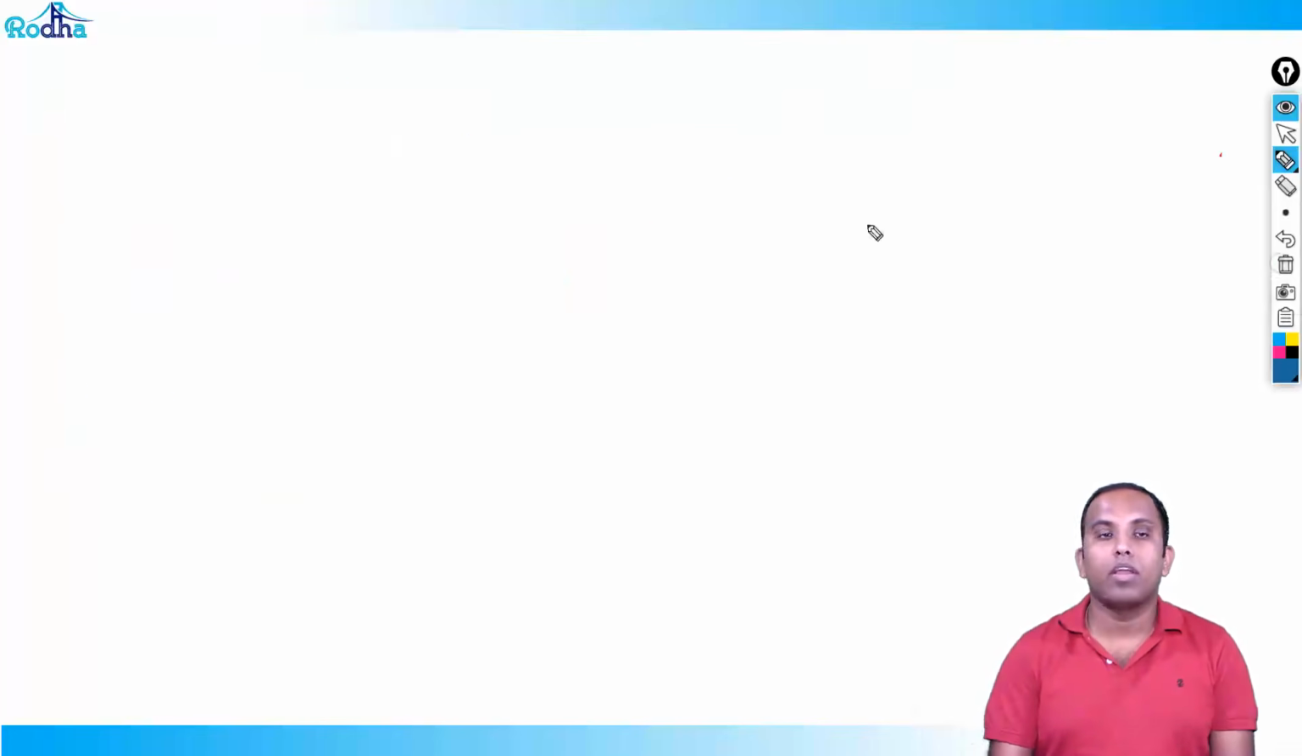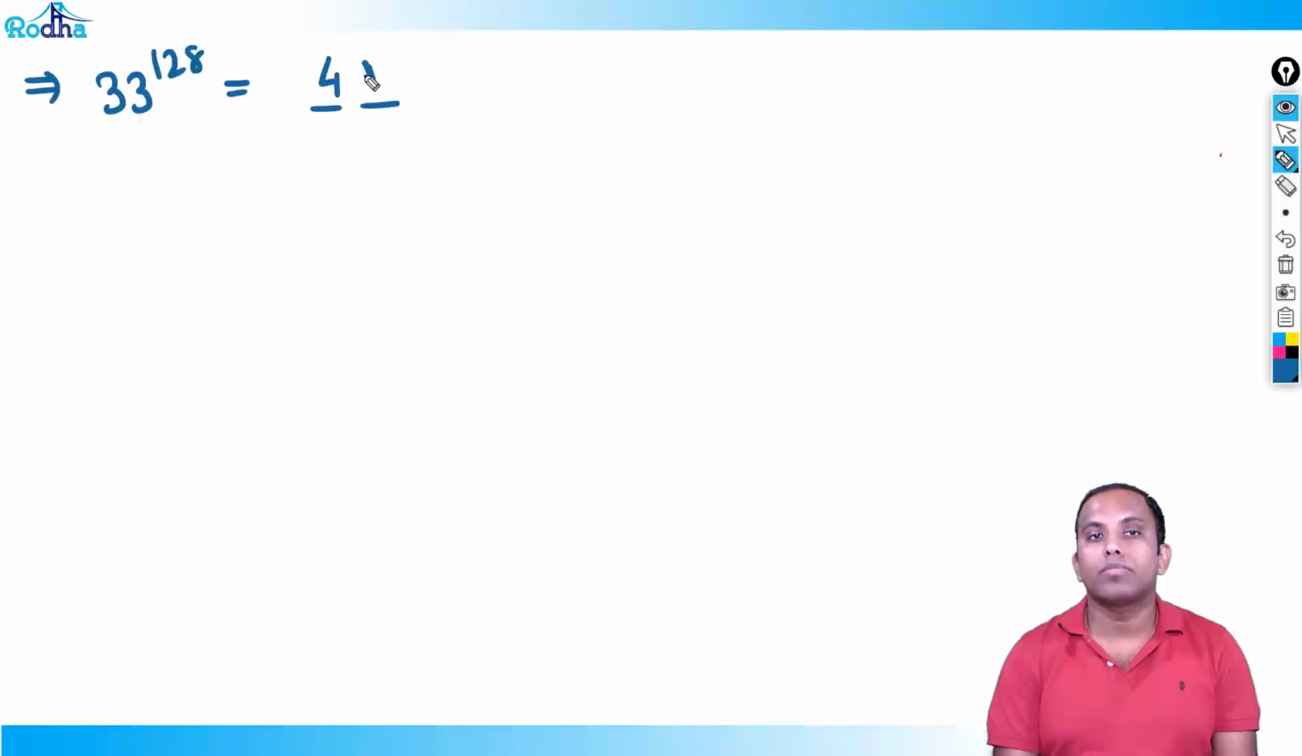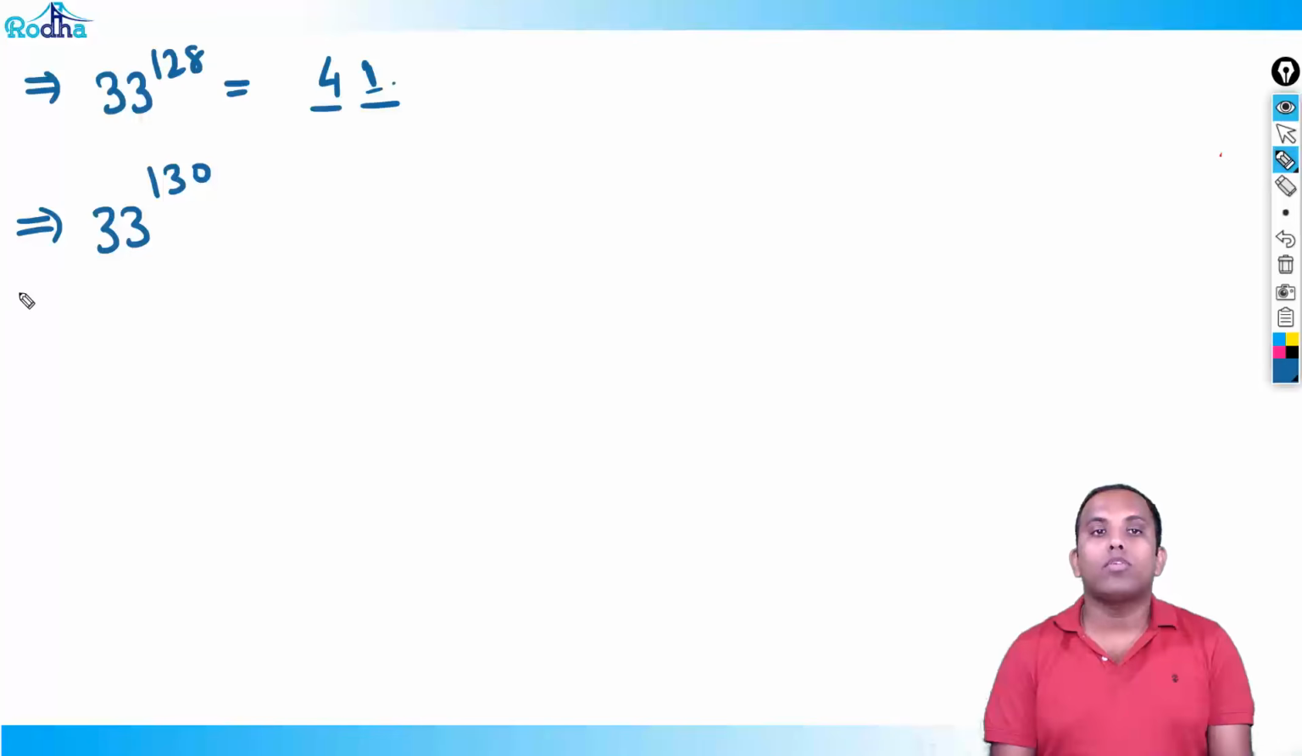Okay, now let's see. In the previous slide, we got 33 raised to 128, last two as 41. But suppose the question was for 33 raised to 130, right? In this case, how to find the last two digits?